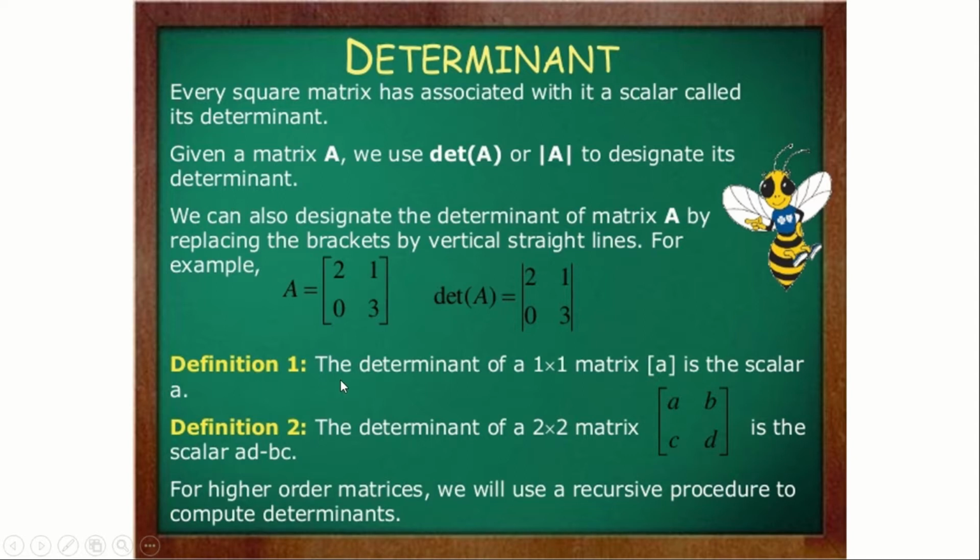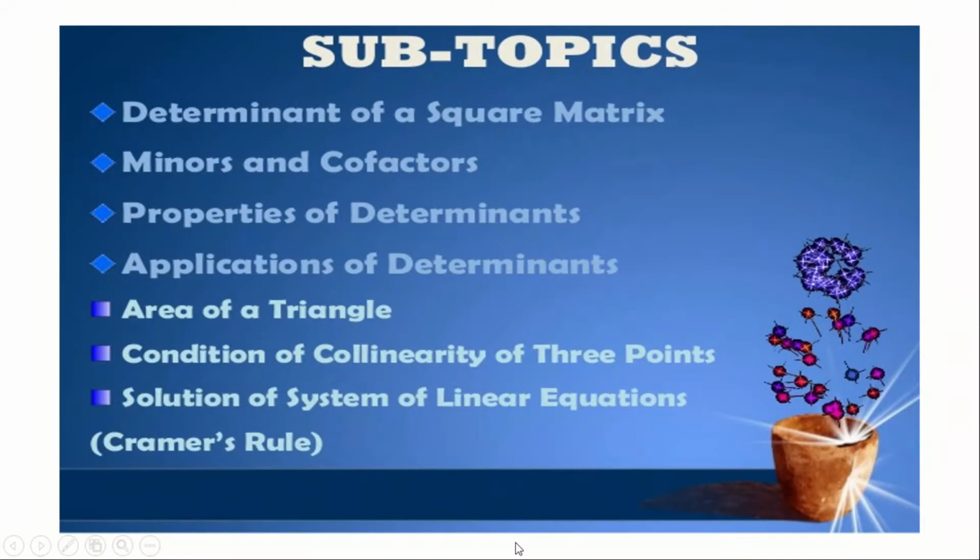So what is a determinant? The determinant of a 1 into 1 matrix A is the scalar A. Okay, so if we have written it in this scalar form, then it is said to be the determinant of a 1 into 1 matrix. Second one is the determinant of a 2 into 2 matrix. This is a 2 into 2 matrix which has 2 rows and 2 columns. Its determinant is the scalar AD minus BC. That is, the diagonal should be multiplied, then subtracted from the other diagonal: A into D, that is AD, minus B into C, BC. Okay. For higher order matrices, we will use a recursive procedure to compute determinants.